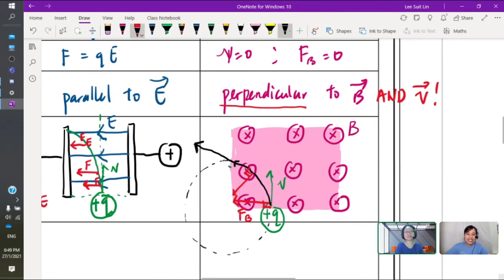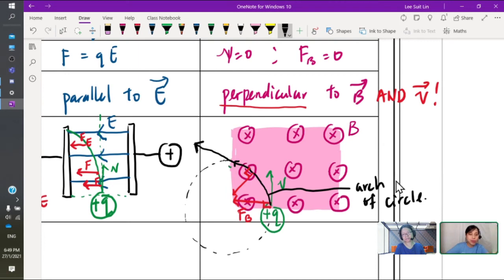Okay, let me label the term circular path. So remember, arc of a circle or circular path. There are quite a few past year questions that ask you to explain why it's an arc of a circle. So you need to think of how the force is pointing, where the force is pointing. Go check out those past year questions because you will be required to explain why it's an arc of a circle.